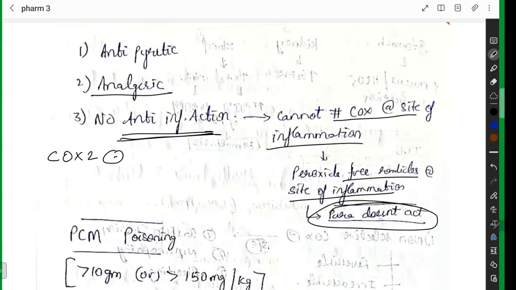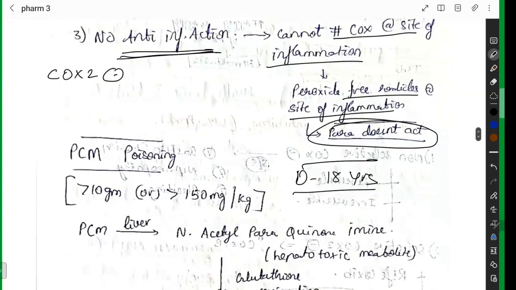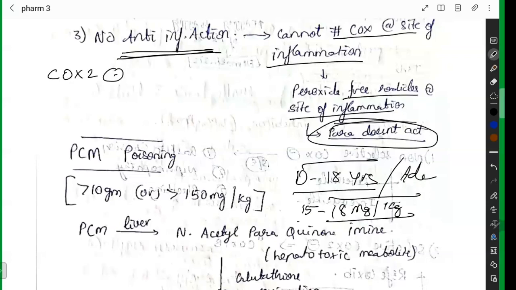Can you tell me what the normal dosage of paracetamol is? What is the rough dosage of paracetamol in a child and an adult? Okay, let's see. In an adult, you commonly give 650 mg. So what is the limit in a child? Remember, 0 to 18 years of age, sometimes you can even consider adults. You are going to give 15 to 18 mg per kg. This is the paracetamol dosing.